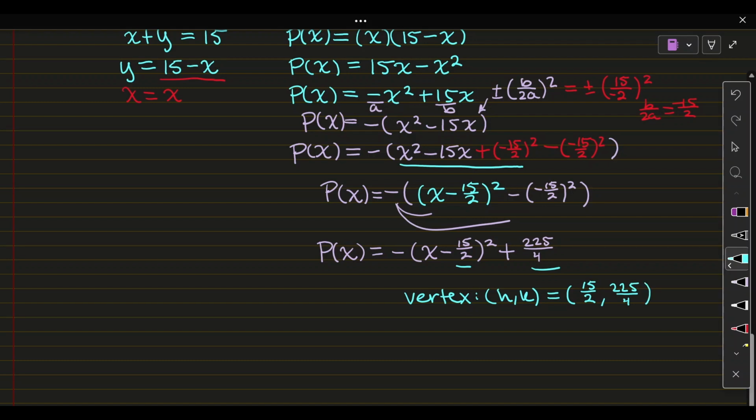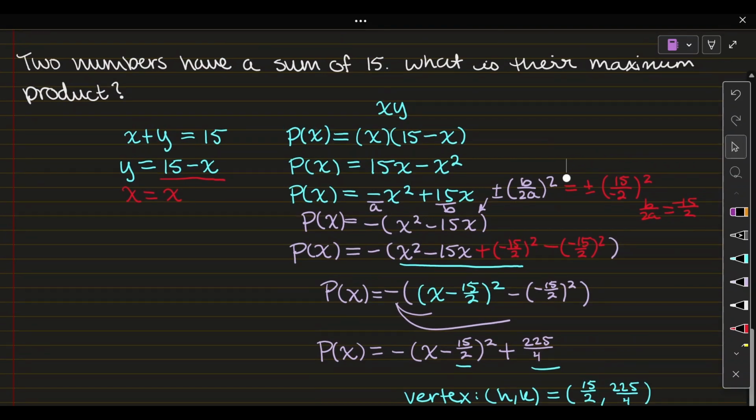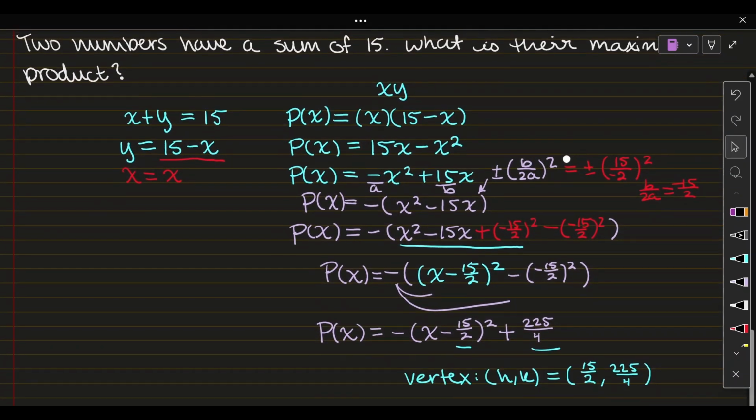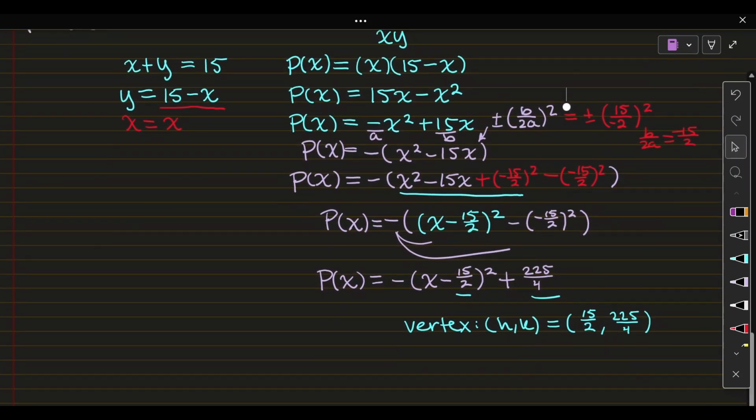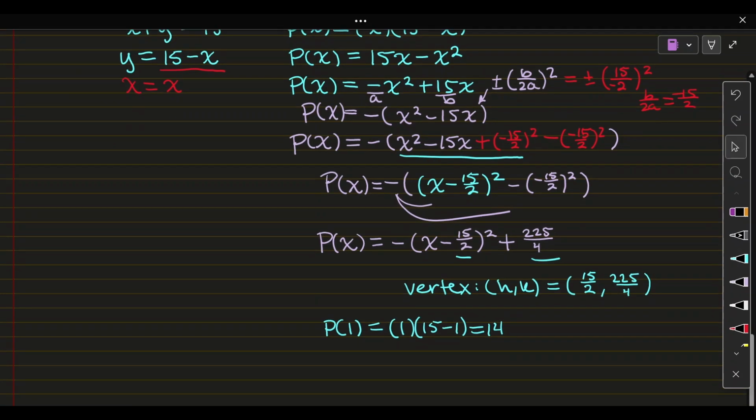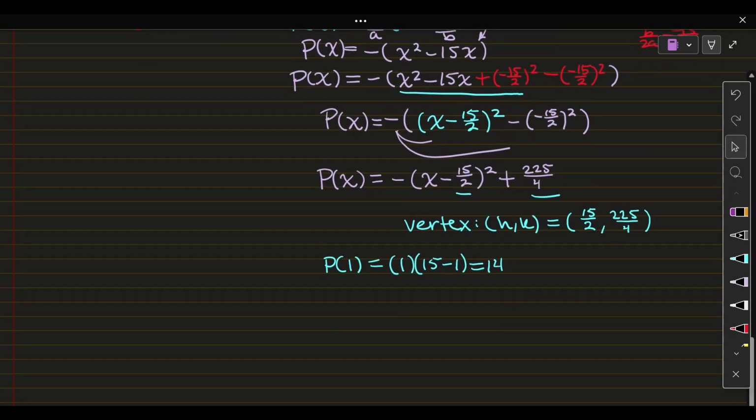Okay. Now I get to figure out if this is the minimum or the maximum. It should be pretty clear that it's a maximum, but we'll just double check. We'll plug in, let's say, p of 1. I can use this top one here. So p of x is x times 15 minus x, so 1 times 15 minus 1. That's just going to be 14. And then 225 over 4.